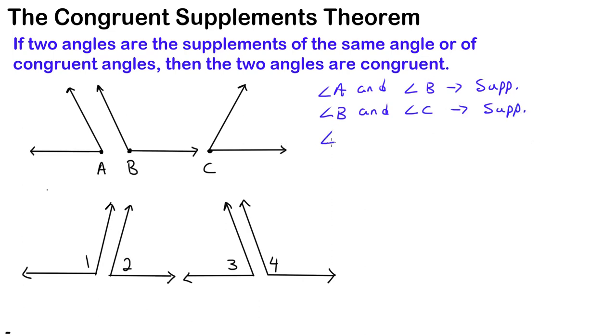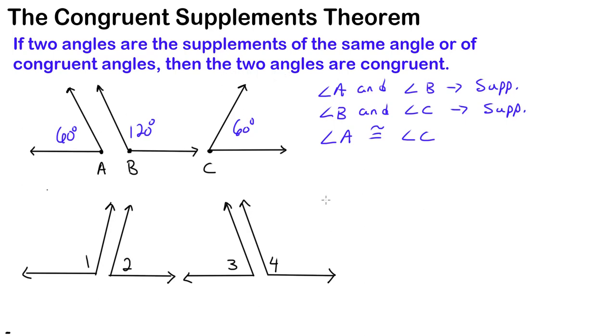That tells me that angle A is congruent to angle C. Now, why do I know that? Again, if angle A here is 60 degrees, then angle B must be 120 degrees because they are supplementary. And if angle B is 120 degrees, then angle C must be 60 degrees because they are both supplementary. So that's how I know that angle A is congruent to angle C, because if two angles are the supplements of the same angle, then the two angles are congruent.